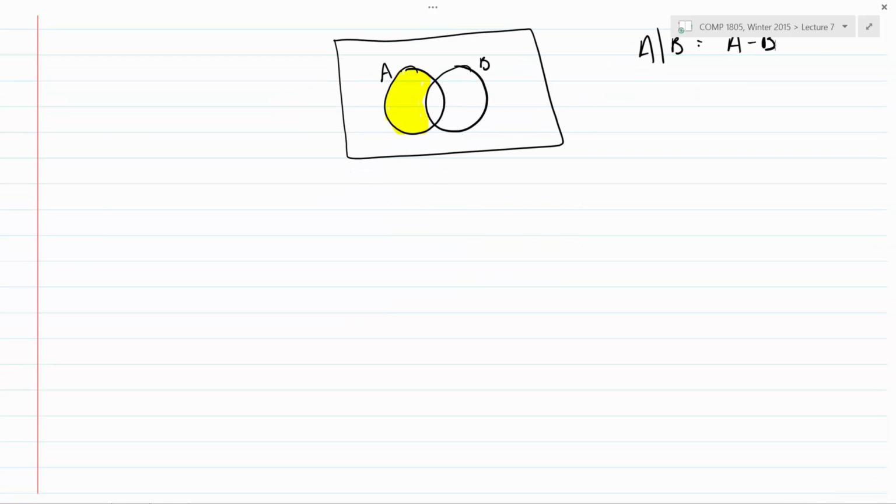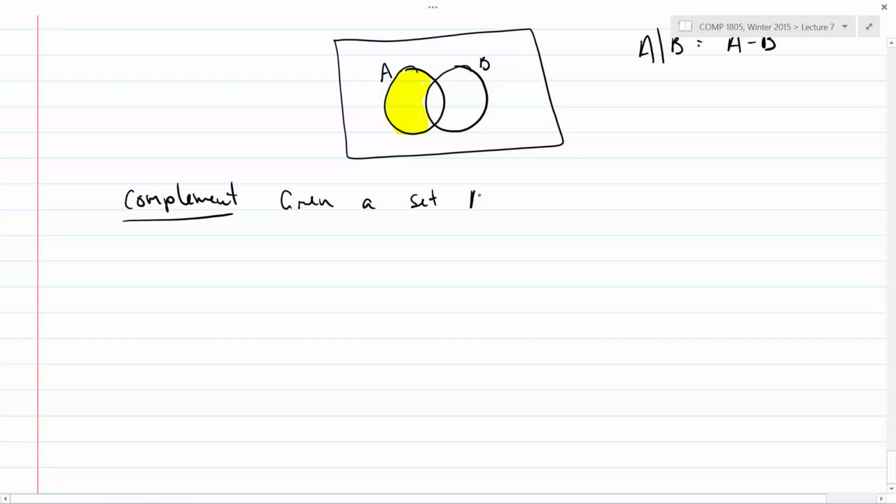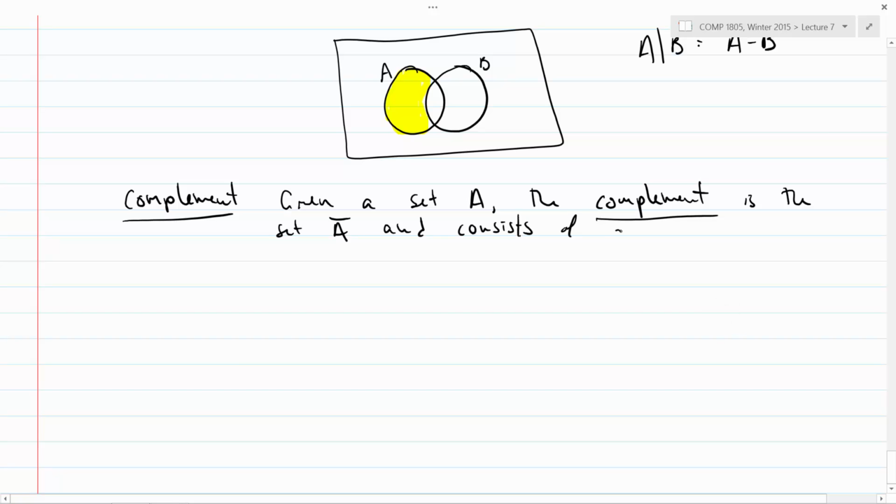The next one is what's called the complement. And this is kind of like negation. So given a set, you can also look at all of the things that are not in that set. So given a set A, the complement is the set A bar and consists of all the elements not in A.